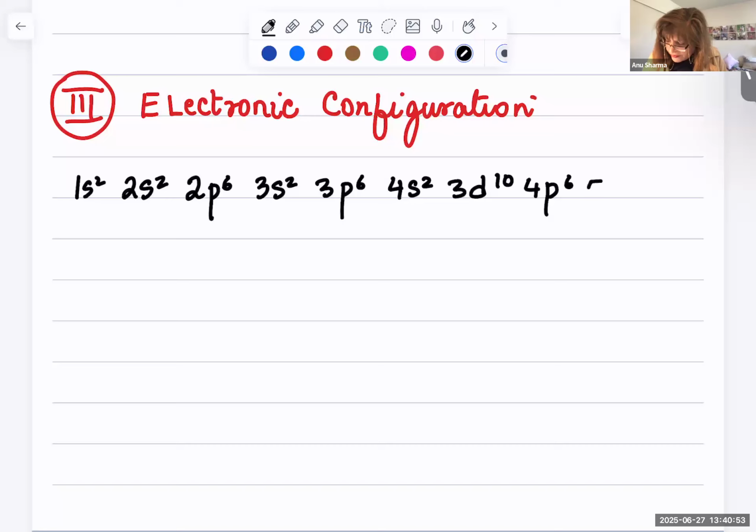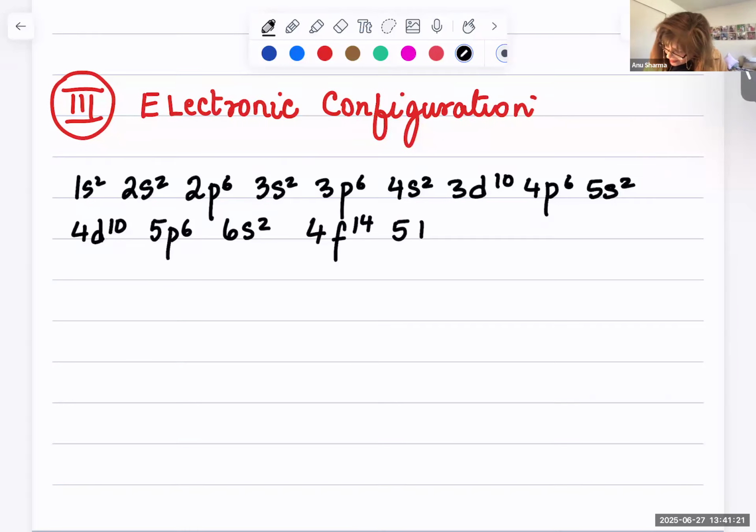4p6, 5s2, and after 5s2 is 4d10, then after that is 5p6, then 6s2, then after 6s2 is 4f14, and then comes 5d10, and then 6p6, and then comes 7s2, and then comes 5f14, and so forth.